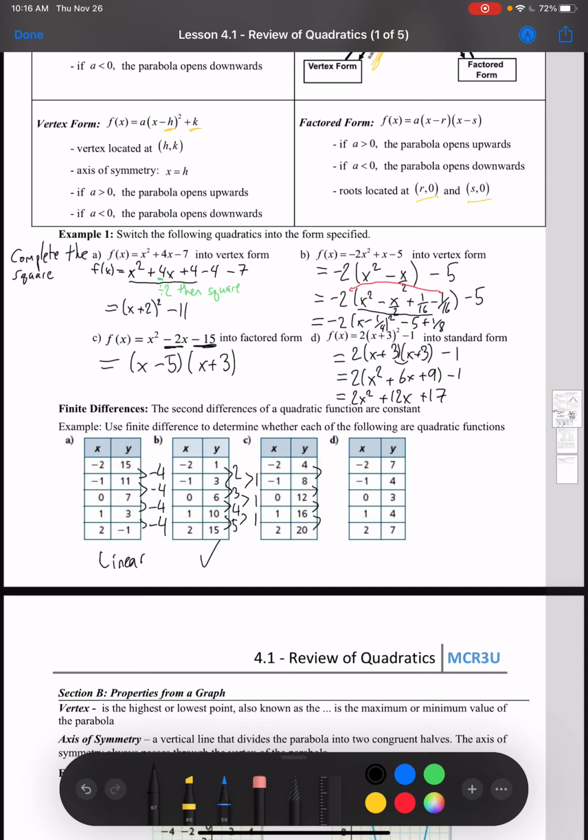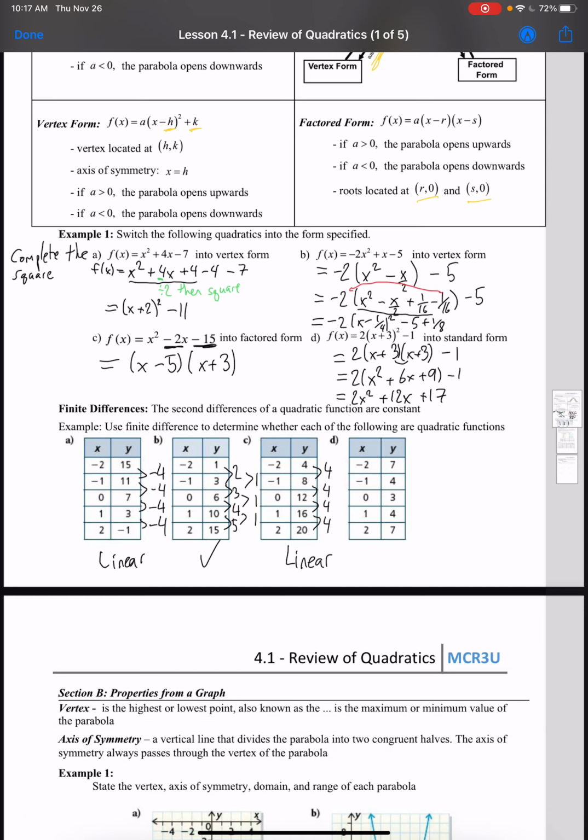All right, continuing this pattern. What do you do to get from 4 to 8? Add 4. From 8 to 12, add 4. If you go through that, you'll see that you have to add 4 each time. So again, this one's linear, not quadratic.